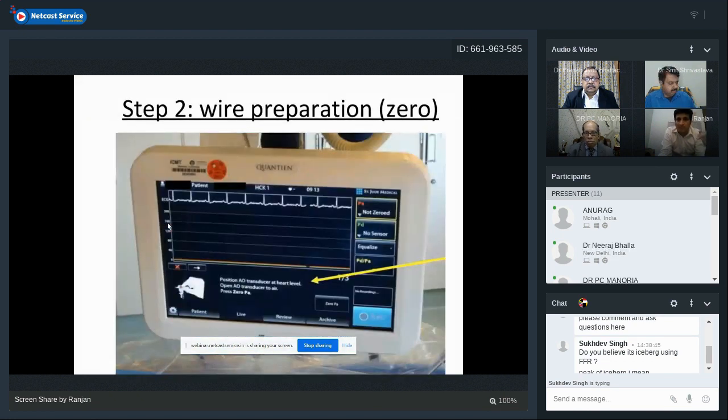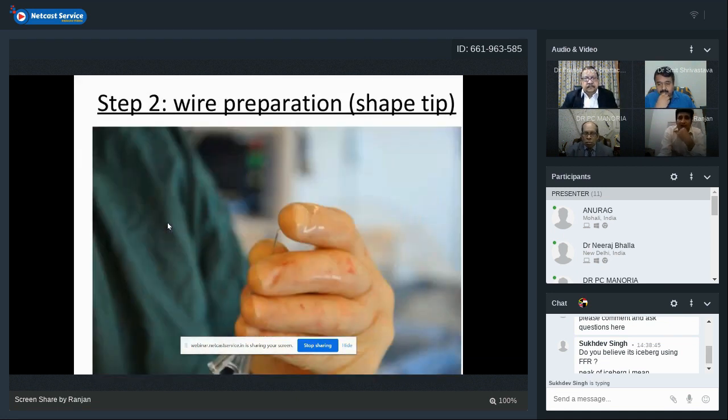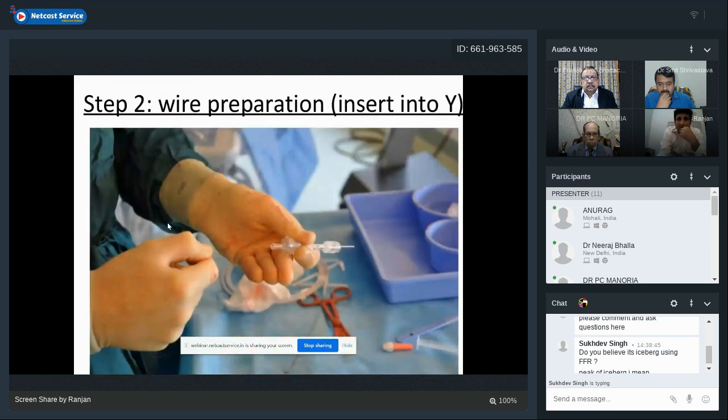That's something which is very important. Once both are zeroed, you open the aortic pressure, but look at the zero. When you're dealing with FFR, iFR, don't just look at the number. It's very important for us to look at the screen and understand it. Wire preparation: it comes as a straight wire, so we may have to curve it slightly because we need to enter different areas with this wire.